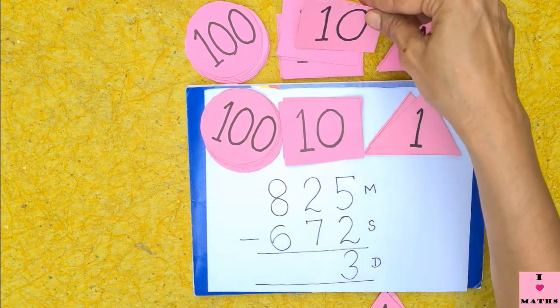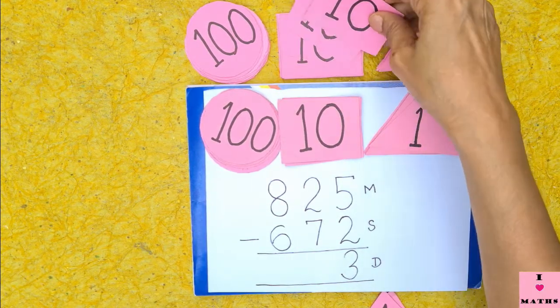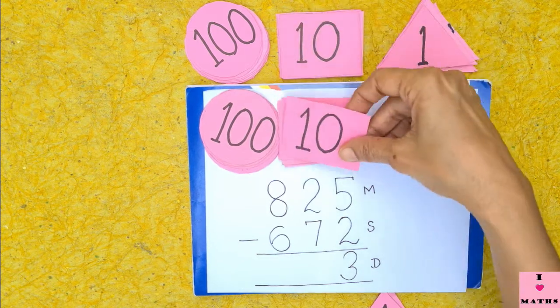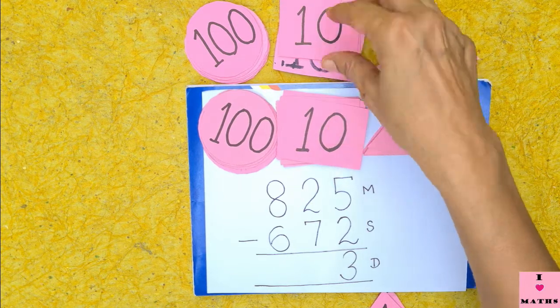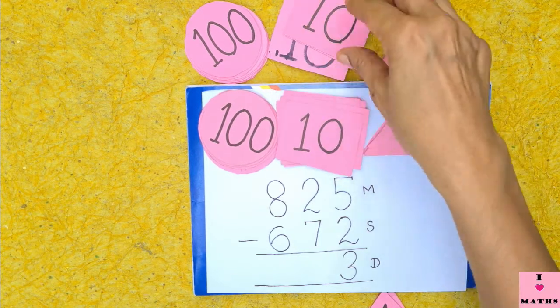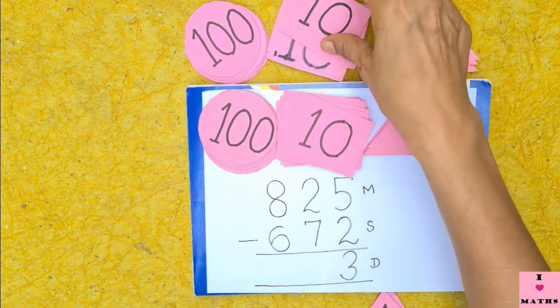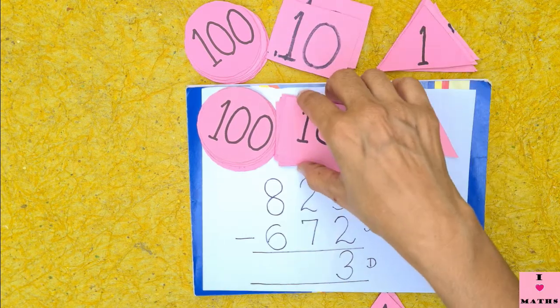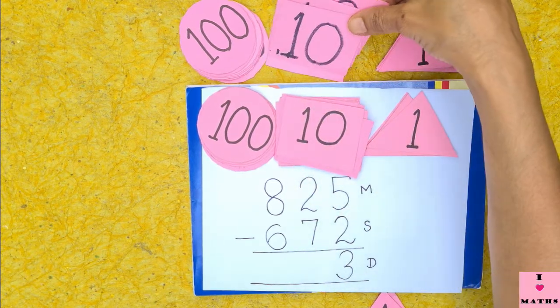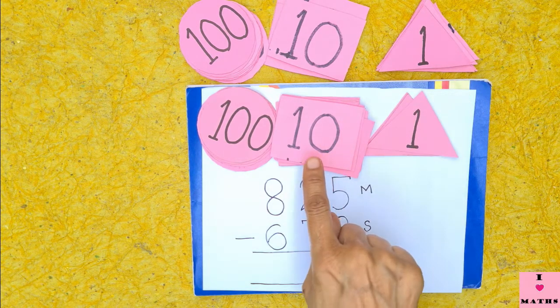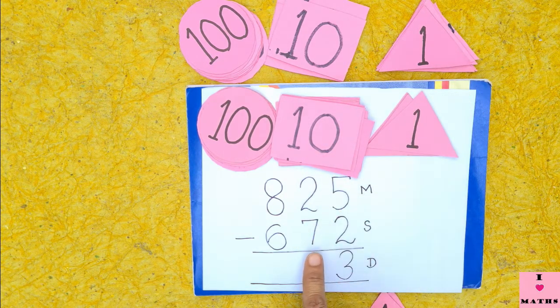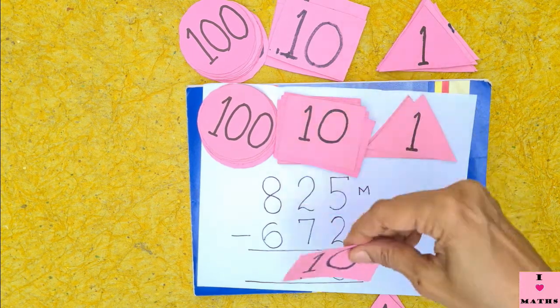1, 2, 3, 4, 5, 6, 7, 8, 9 and 10. Out of these 12 tens, we have to take out 7 tens. So let me take out 7 tens.